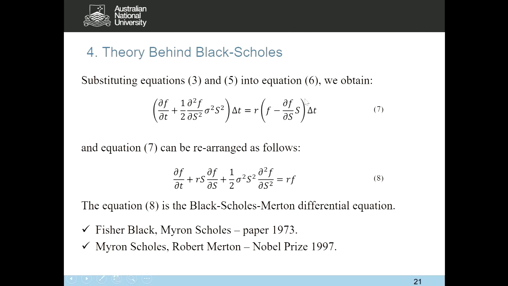Right? It's just a matter of rearrangement of equation number 7. We're going to get equation number 8. So equation number 8 is our quintessential Black-Scholes-Merton differential equation.